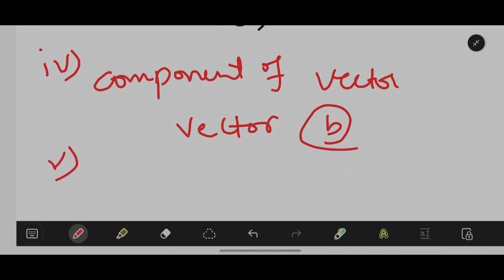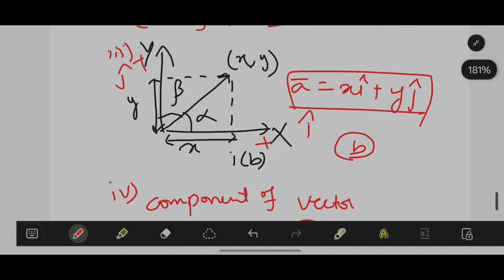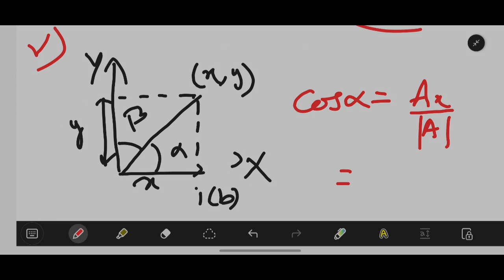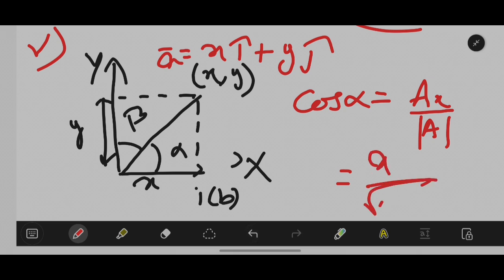Fifth one. From that same figure, this one. From this diagram, they're asking you what is cos alpha. So what is the formula for it? Ax by mod A. So what is Ax here? We have already discussed, right? Writing that A is equal to x i cap plus y j cap, so Ax is x, right? So x by mod A, which is root of x square plus y square. This is only cos alpha.